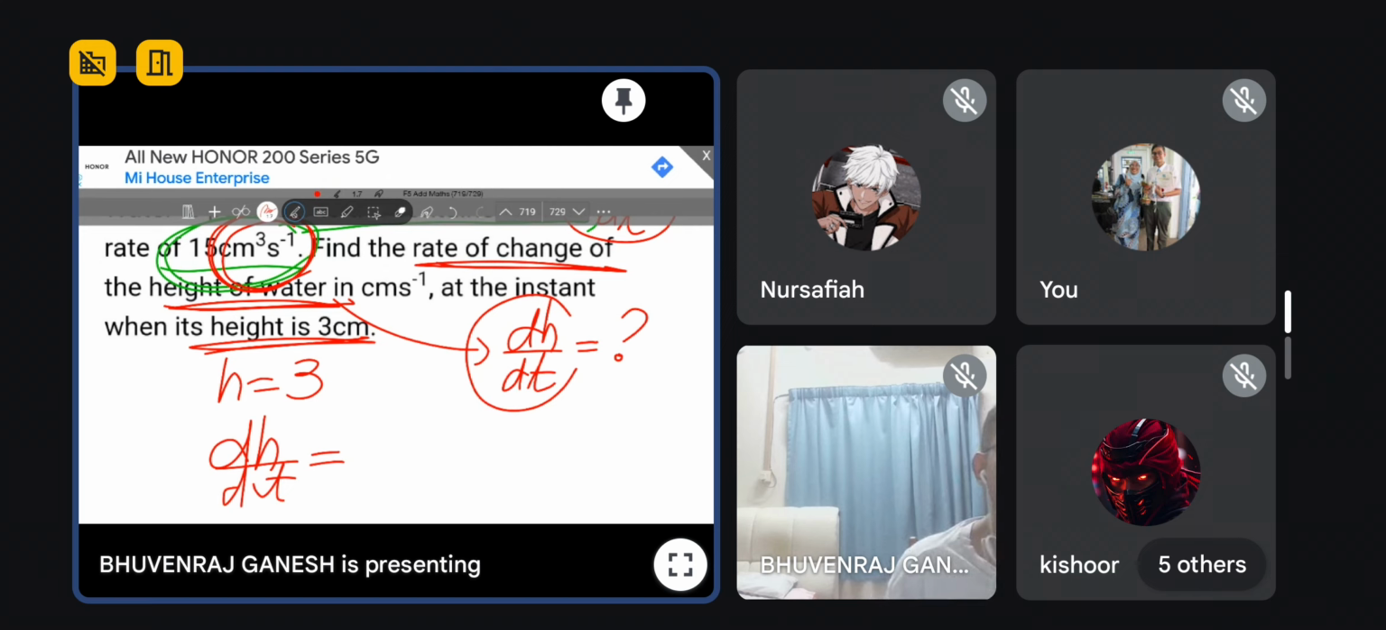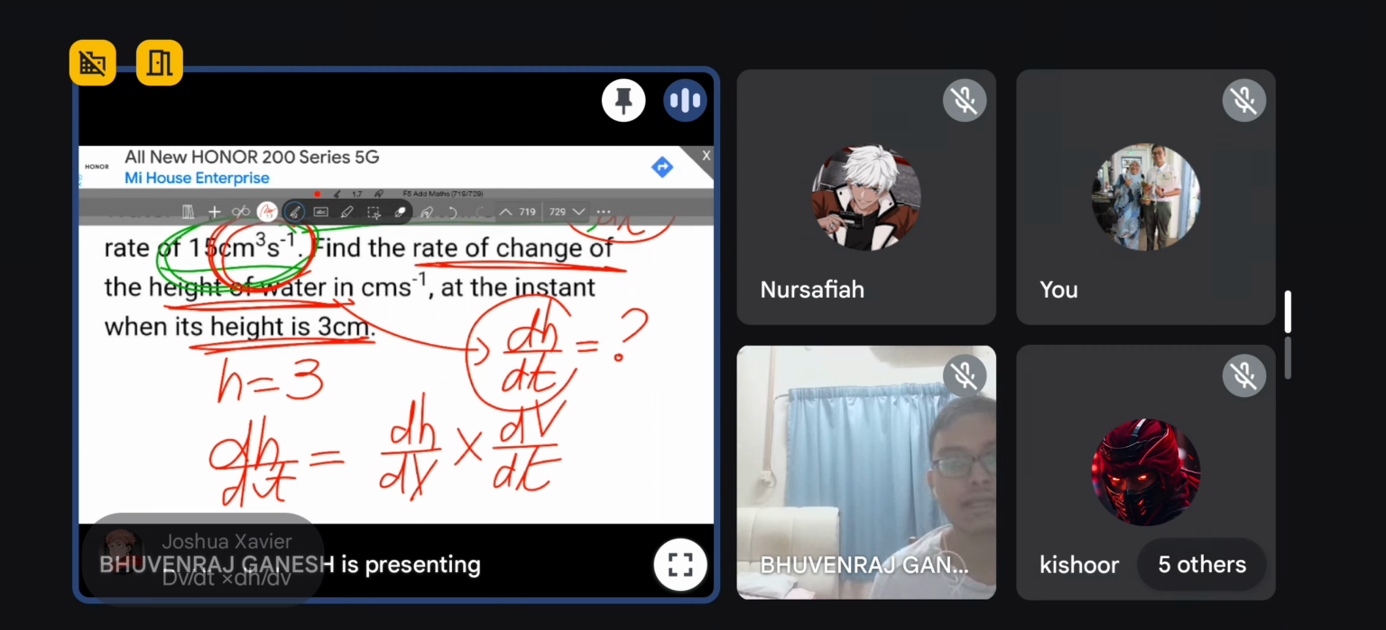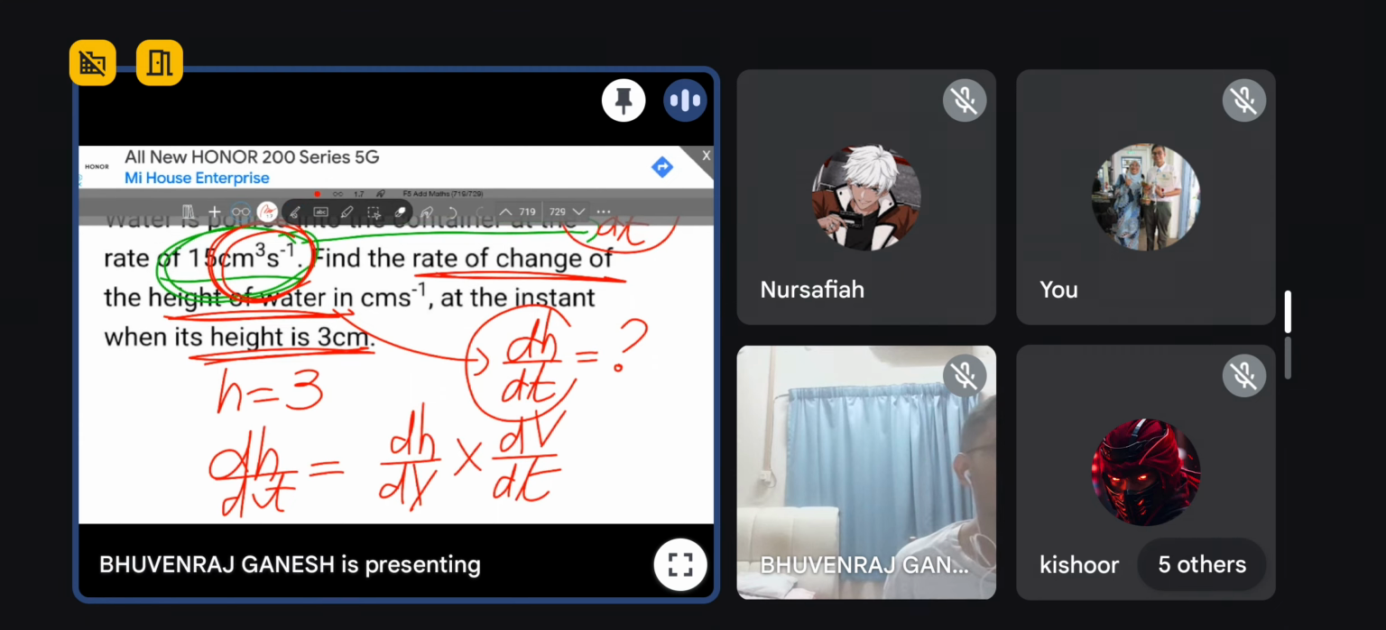Forming the chain rule is an important step, so you must know what your chain rule is. Anyone? Okay, I see a good answer: dH over dV times dV over dt. Correct. So this will be your answer. Terbalik also can. Alright, so kamu ada dV dt.